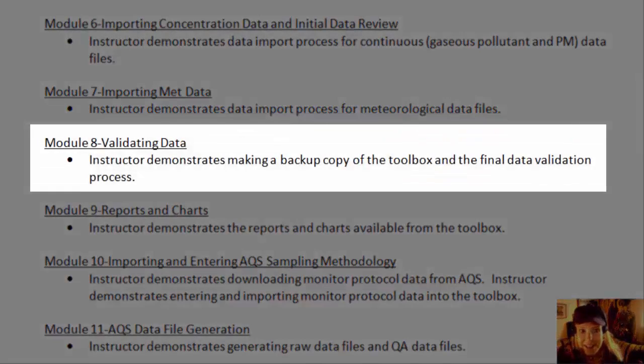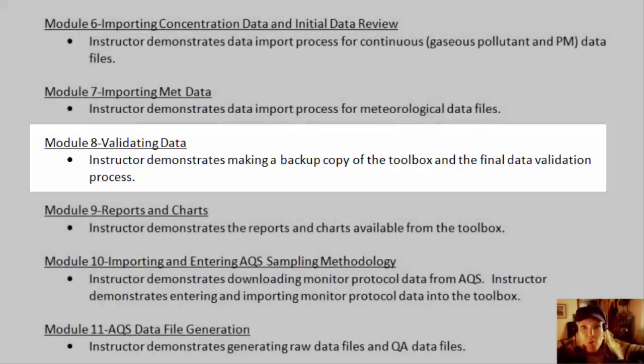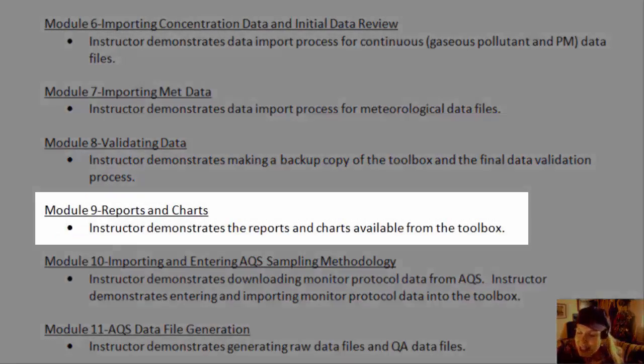Then module 8 is data validation. This is the point at which you look at perhaps any audit reports or intercomparisons that you've done, and you look at the historical data. Do my data make sense? And you assign AQS null value codes to those data that you say, nope, these are bad data, including the reason why. Then module 9 is super cool. Module 9 is reports and charts, and you'll be generating reports and charts using your data from the toolbox.